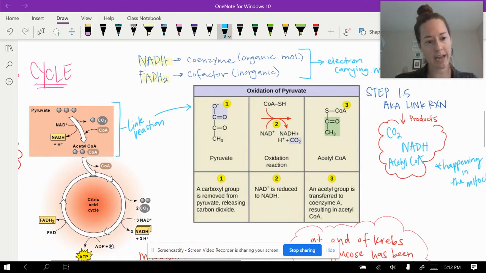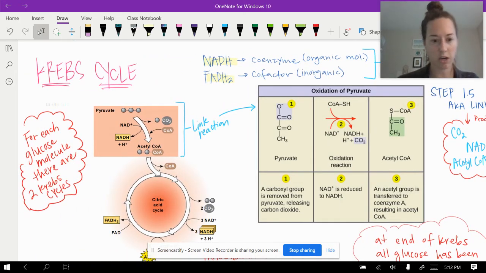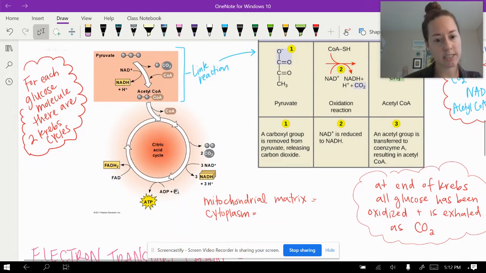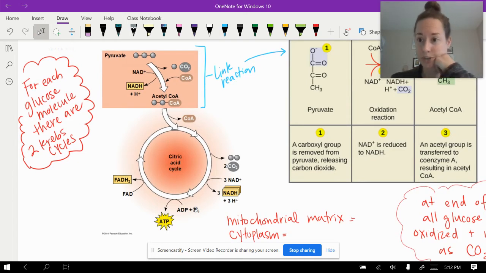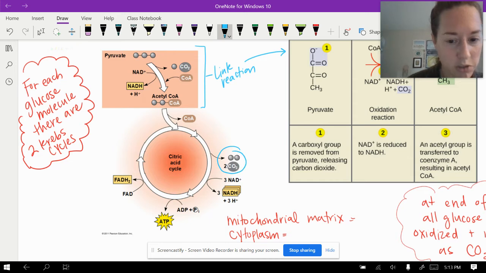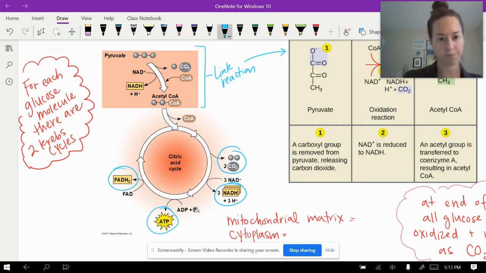Okay, so now we have what we need to start Krebs, which is our acetyl coenzyme A. Once we have that, this entire process starts to happen, catalyzed by all these different enzymes that you will probably not ever have to know the name of, to produce some different products. So what you're going to produce is two carbon dioxide molecules, three NADH molecules, one ATP molecule, and one FADH2.